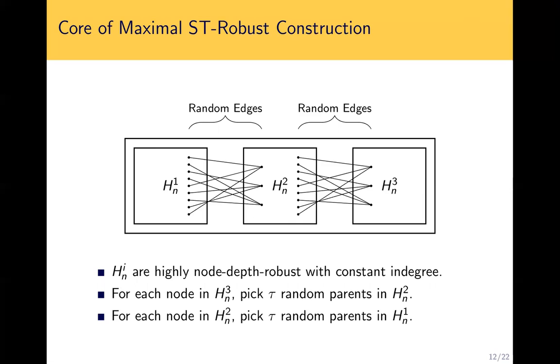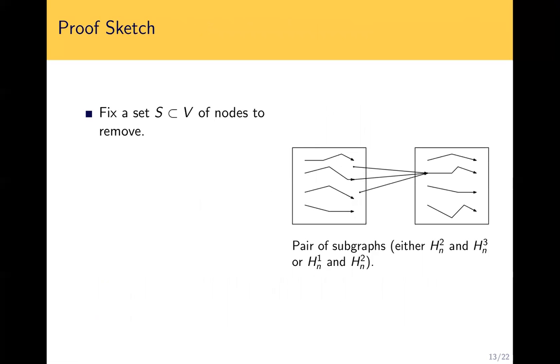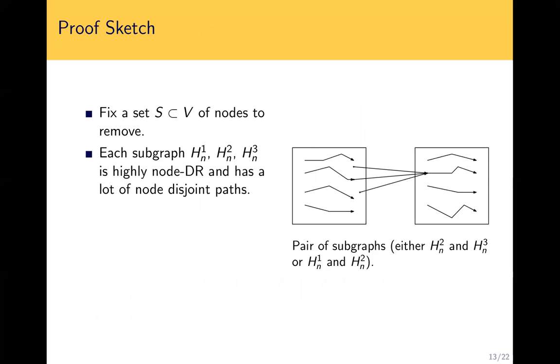And so we'd like to prove that, say, most of the nodes in H1 can reach most of the nodes in H3. The way we do this is we fix some set of nodes in the graph to remove, and then we know that each subgraph, H1, H2, and H3, is highly node depth robust. And so from the exact parameters, we can find a long path in the graph and then remove it. And since it's depth robust, we can do that multiple times and find a number of node disjoint paths.